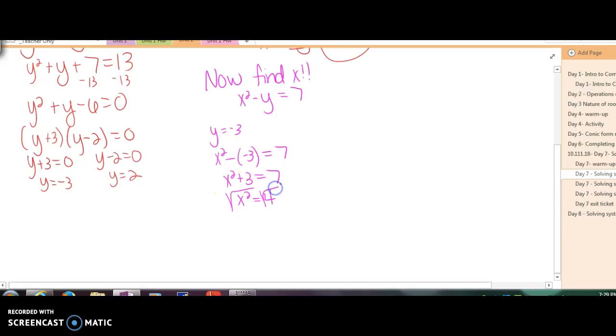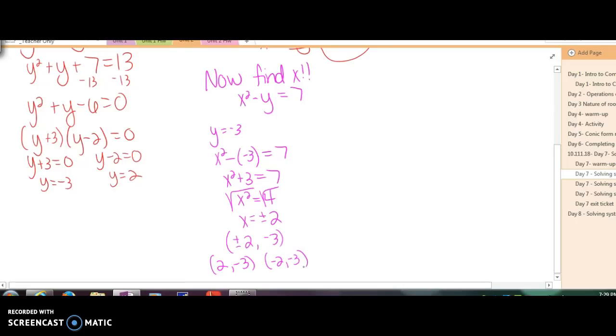But now think about this. If I take the square root of both sides, what do I need? You need plus or minus. So this x is really plus or minus 2, which ends up giving me two different points, plus or minus 2, comma, -3. One point is 2, -3, and the other point is -2, -3.